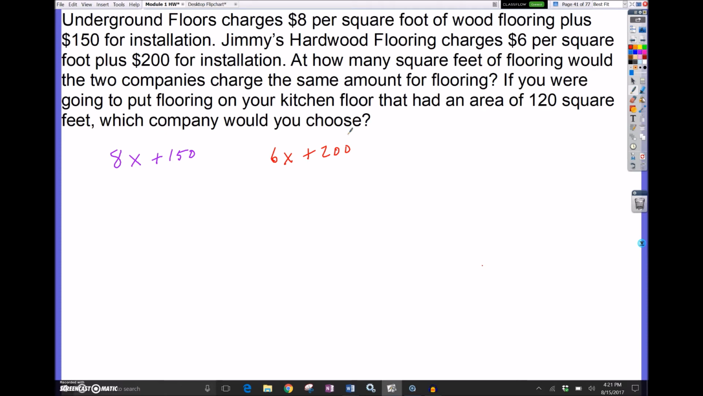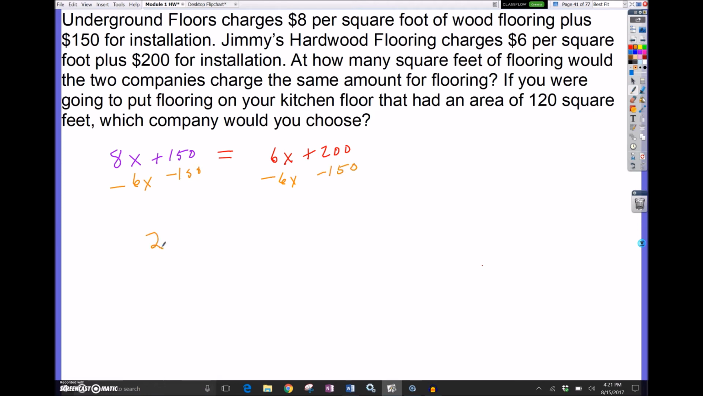So let's go ahead and look at what happens when I want to know how many square feet it'll be when the two are equal. So let's go ahead and see what happens. I'm going to just solve for x here by minusing 6x on both sides. And then I'm also going to minus 150 on both sides.